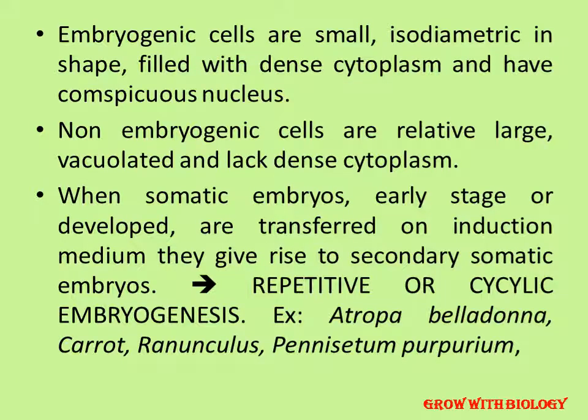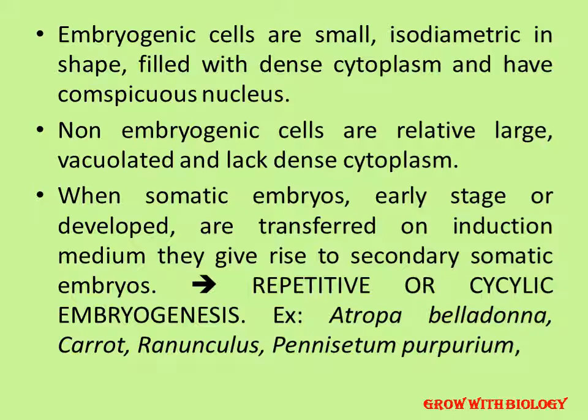Now embryogenesis has one important thing, that is the embryogenic cell. Now what is this type of cell? These cells are small, isodiametric in shape, filled with dense cytoplasm and have a conspicuous nucleus. So this is the characteristic property of an embryonic cell. Now how will you differentiate between embryonic and non-embryonic cells? Non-embryonic cells are relatively large, they are vacuolated and have less cytoplasm.